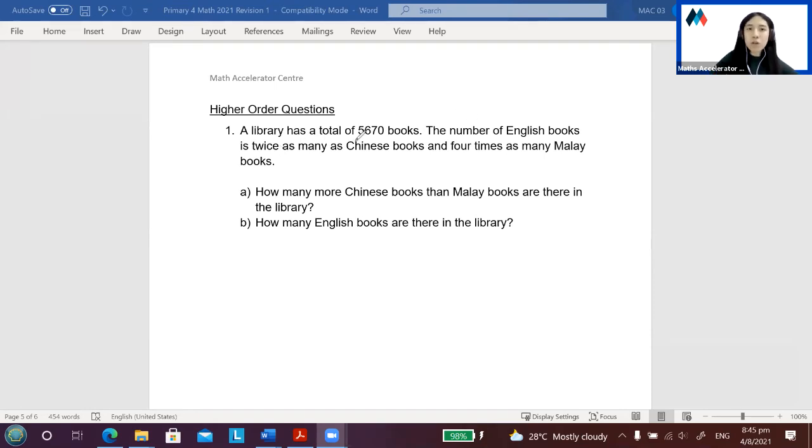A library has a total of 5,670 books. The number of English books is twice as many as Chinese books and 4 times as many as Malay books. So if I were to highlight here, what I would do is, okay, your total number of books, your number. Here, your identity, you have library. That's not really, oh, not library, sorry. What you have is your different language of books.